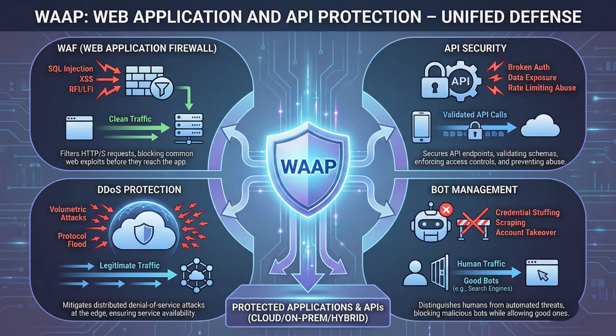A WAAP performs API schema validation. Think of this as a digital bouncer with a copy of your guest list. It compares every incoming call against your open API or Swagger specifications. If a request contains an unauthorized field, a malformed payload, or a hidden parameter, the WAAP kills it before it ever touches your backend code. This is how you prevent mass assignment and data overexposure in your cloud applications.